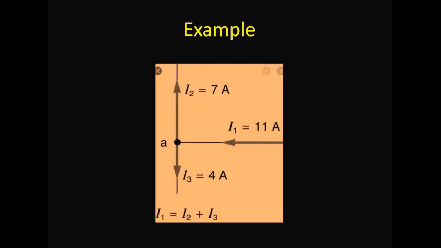Now take another example. There's nothing difficult in this. It's a very similar kind of example. Here we have a junction A, and the entering current is I1 and the leaving currents are I2 and I3. So if you apply Kirchhoff's junction rule, I1 is equal to I2 plus I3. I1 value is 11 ampere, and if you add up the leaving currents 4 and 7, you get the same value. Suppose one of these currents, for example I3, was not given, you can find out the value of I3 by subtracting I2 from I1. So it's a very simple example, another example for junction rule.